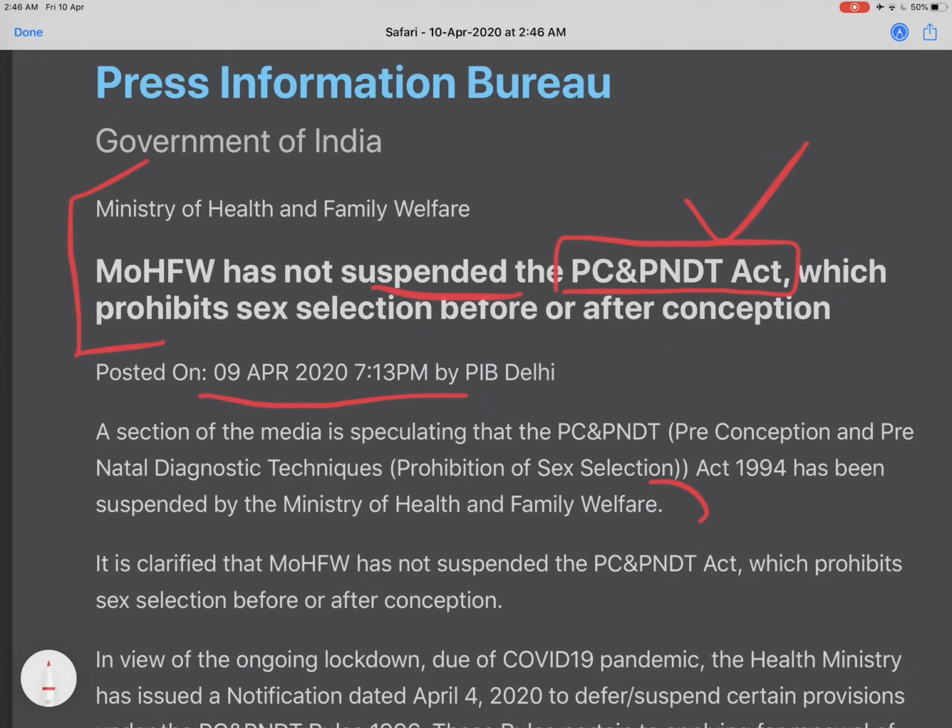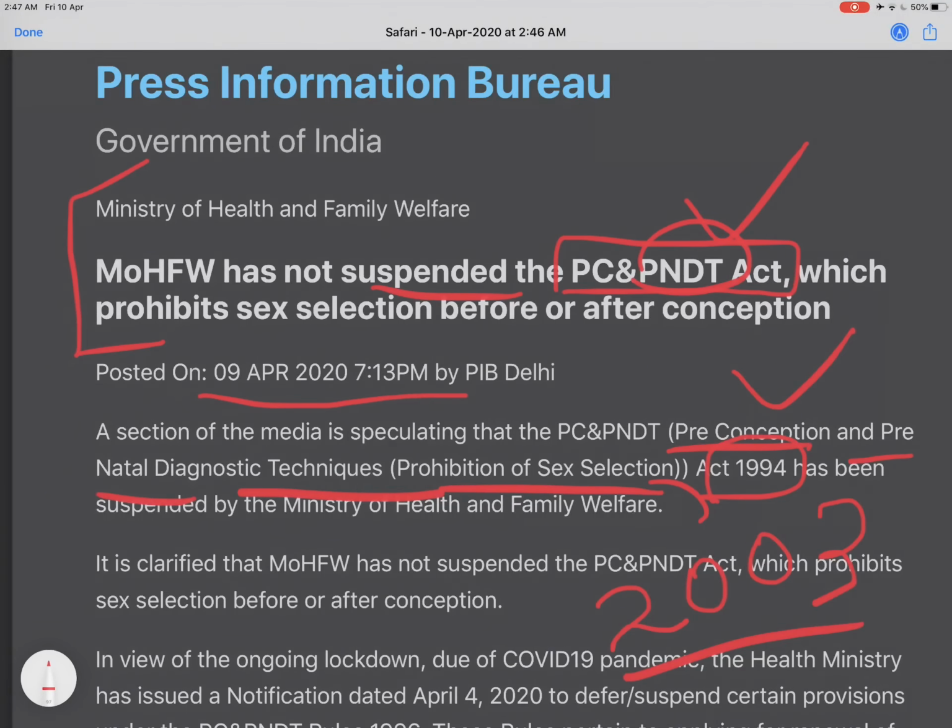Number one, what is its full form? So, PC stands for preconception and PNDT stands for prenatal diagnostic techniques. Alright, and what does it do? It prohibits sex selection. And when was it enacted? It was enacted in 1994. And certain amendments were brought in 2003, and we'll see what these were.